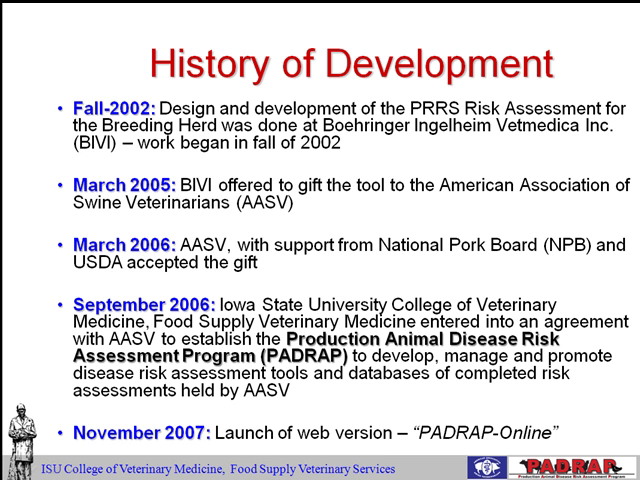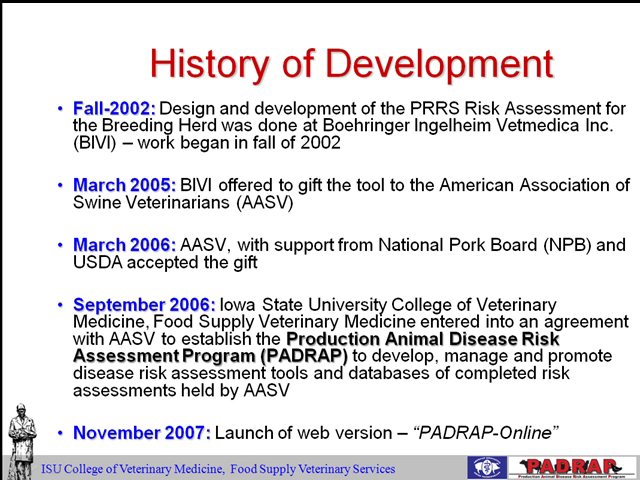In March of 2005, Boehringer offered to gift it to AASV. And because AASV had never really done anything like this in the past, it took about a year for the board to decide to take it on. And so it wasn't just a year doing nothing. There was a lot of due diligence, and Tom was diligently working to get resources lined up and so forth. Then a year later, the board agreed to accept it.